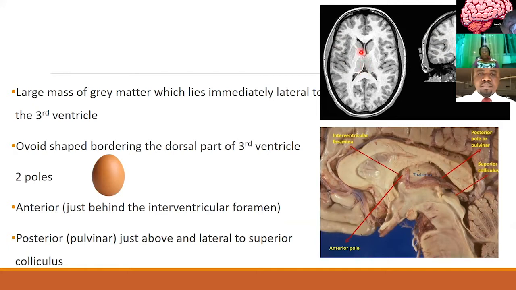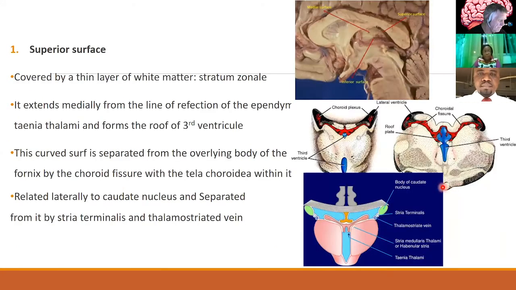It is ovoid shaped, that has the shape of an egg, and it borders the dorsal part of the third ventricle. It is made up of 2 poles, the anterior and the posterior pole, and 4 surfaces. The anterior pole is just behind the interventricular foramina, and the posterior pole, made of the pulvinar, is just above and lateral to the superior colliculus.